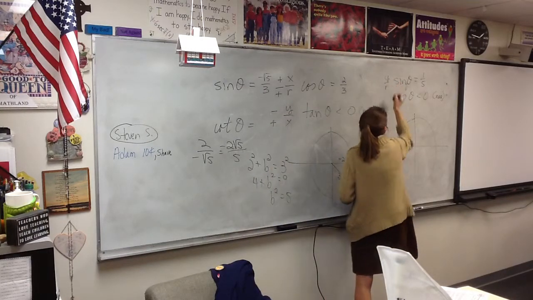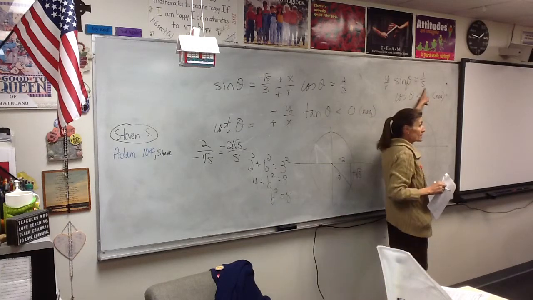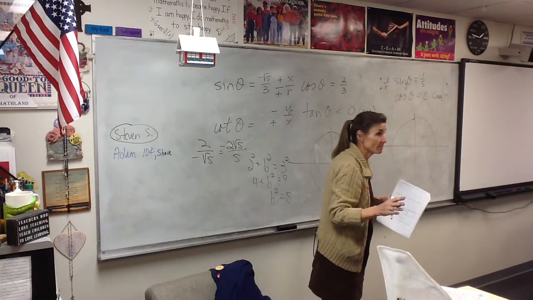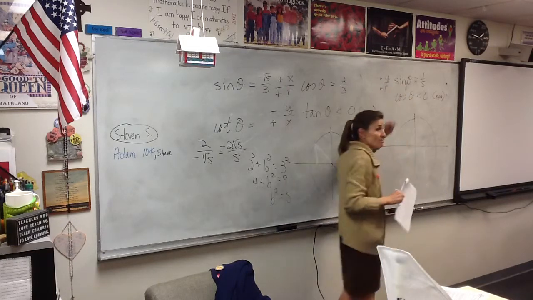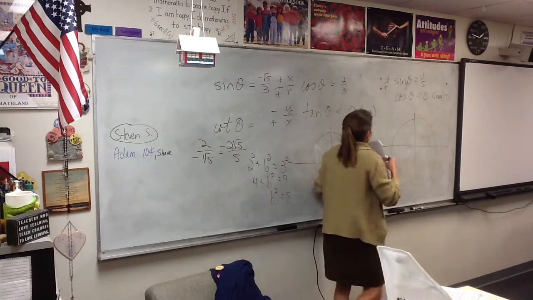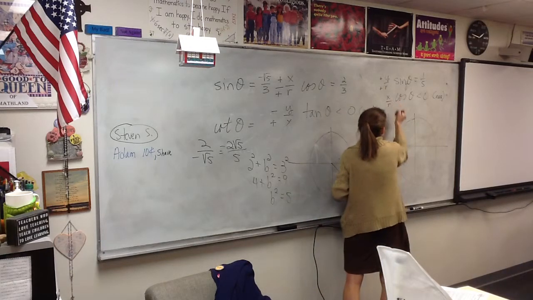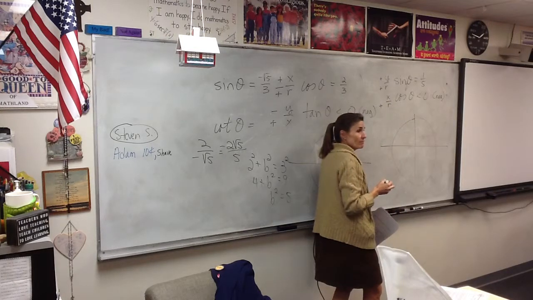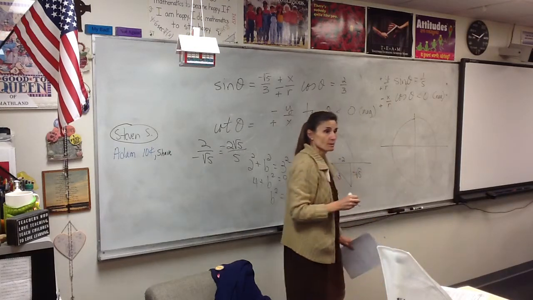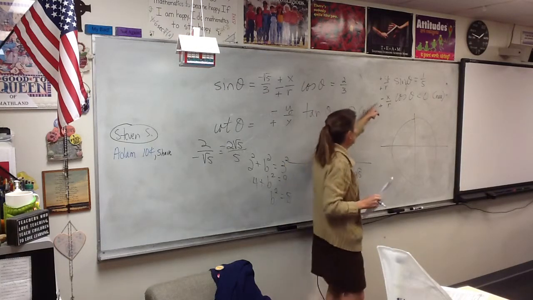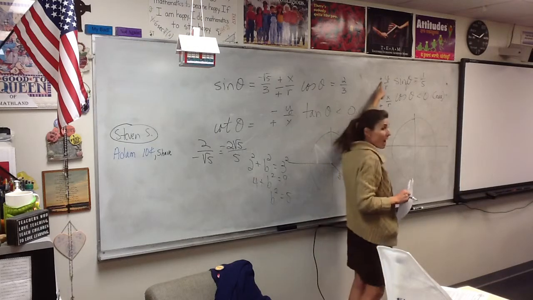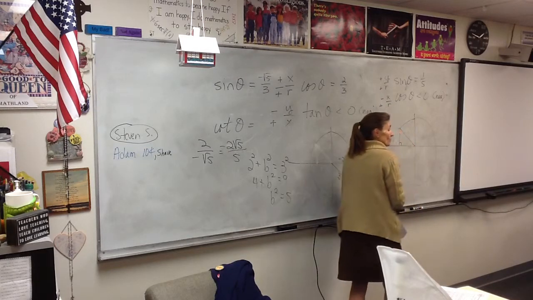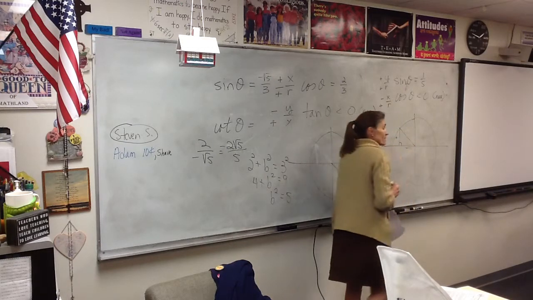Sine is y over r. That's a positive number, isn't it? Which means that y has to be positive. Remember, r is always positive. So if the sine is positive, y has to be positive. The cosine is a negative number. Now wait a minute. If the cosine is negative, remember r is always positive, so x has to be negative. So x has to be negative, but y has to be positive. That is top left, or quadrant 2. What's up there? X is negative, y is positive.